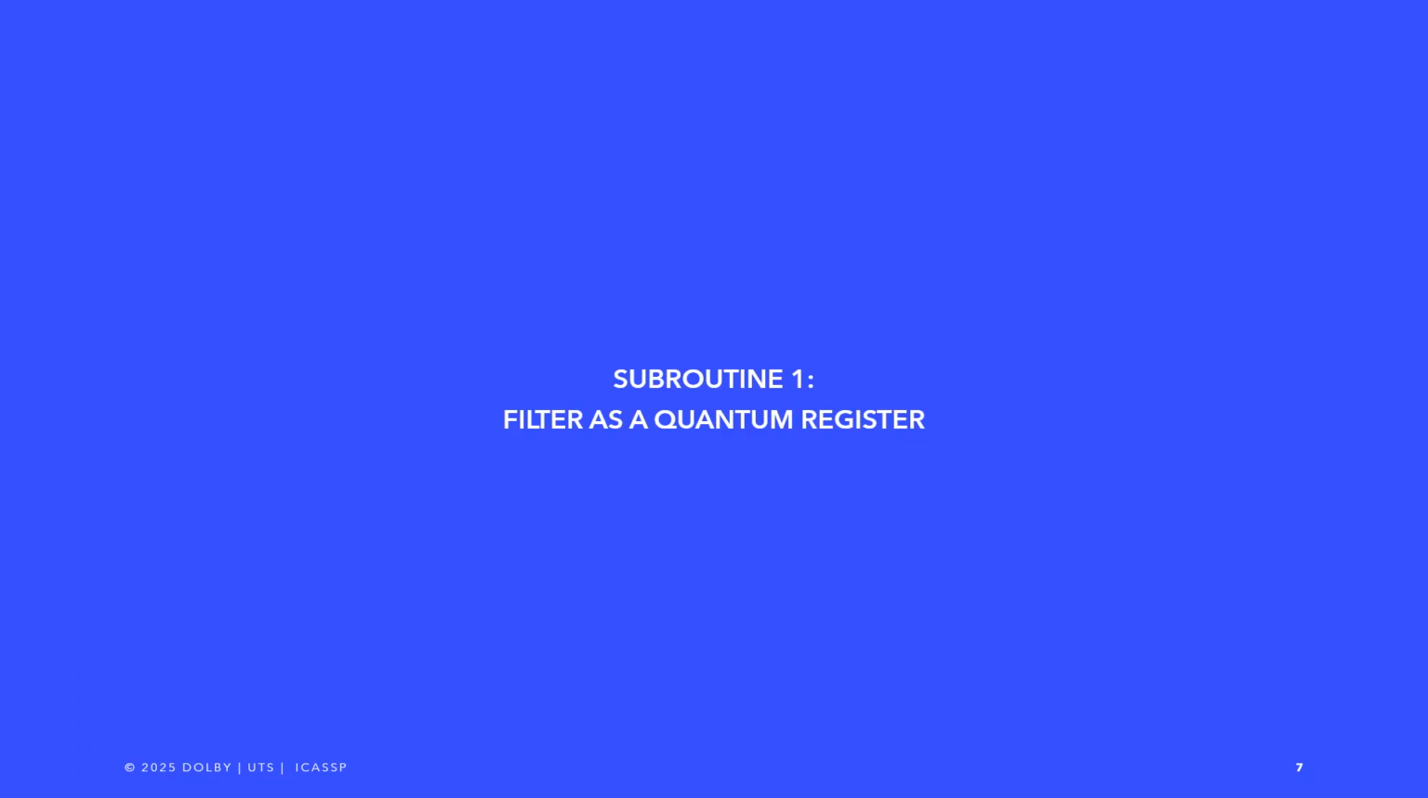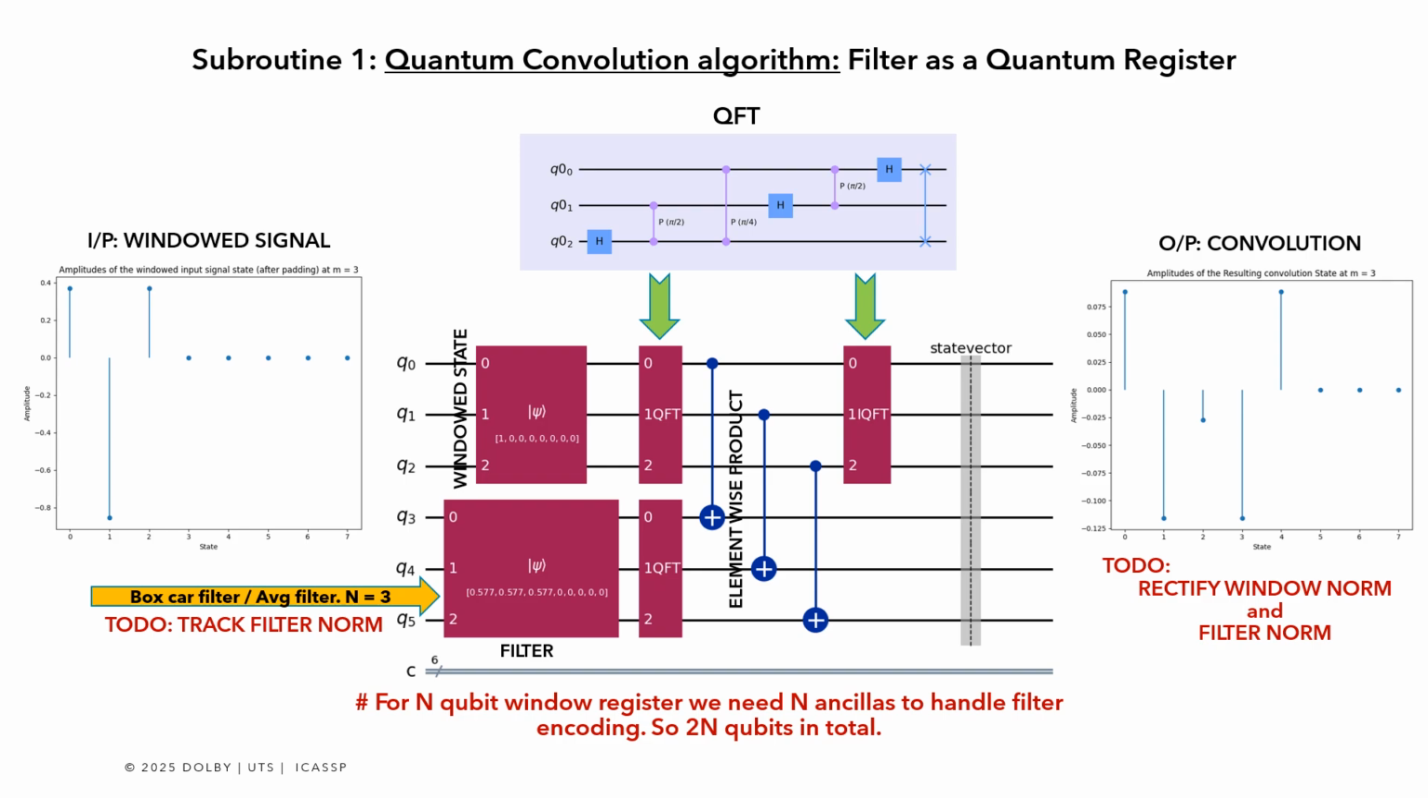Let's talk about our first subroutine, where we encode the filter as a quantum register. Just as we amplitude encoded our windowed signal into a windowed state, we amplitude encode our filter, in this case a boxcar filter or an averaging filter or any other filter for that matter. We also track the filter norm as we did earlier for the window norm. And once we have the windowed state and the filter as quantum states, we perform QFT, the quantum Fourier transform, to bring it into the frequency domain.